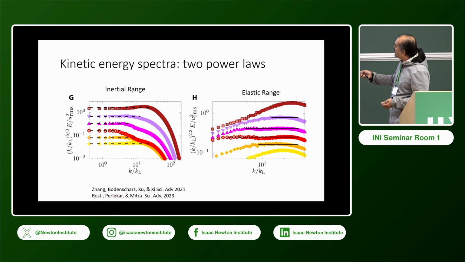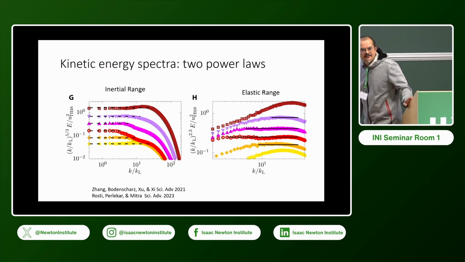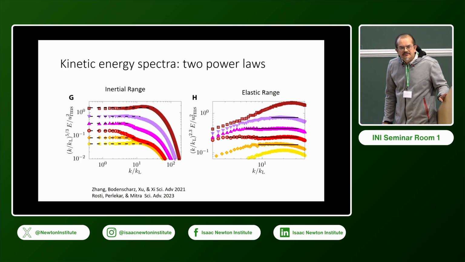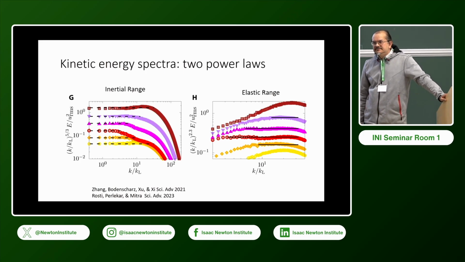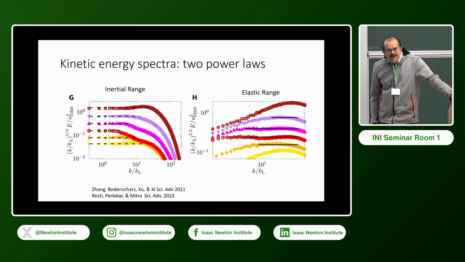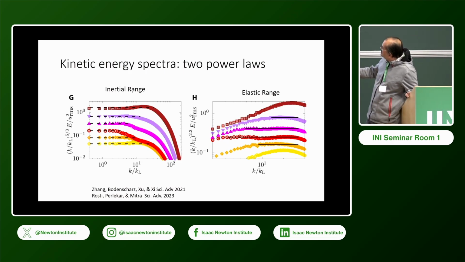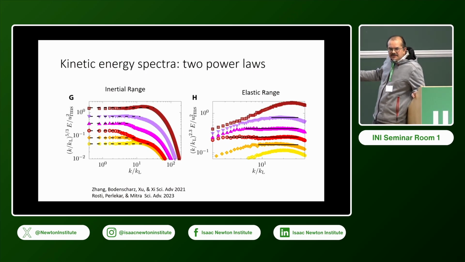At Deborah number 1, the scaling range is almost a decade. It decreases and it decreases further. Yes? Can you give us more details, please? What is the ratio of the solvent viscosity to the total, and what are the values of the Deborah number? So you specify the viscosity ratio and the Deborah number.